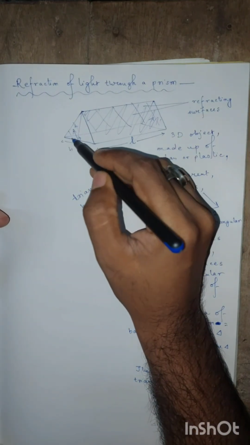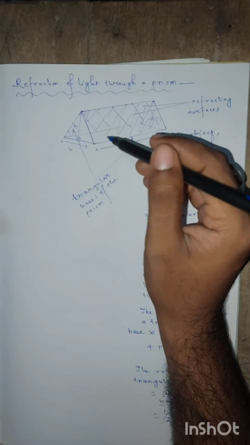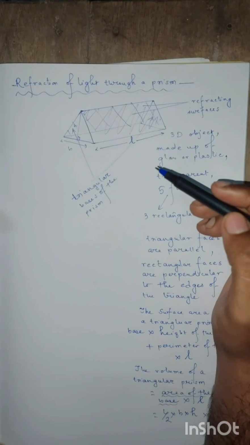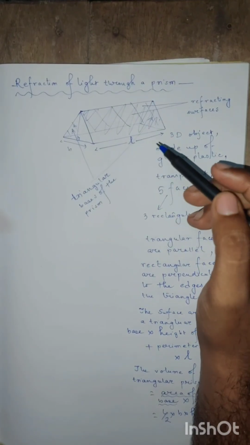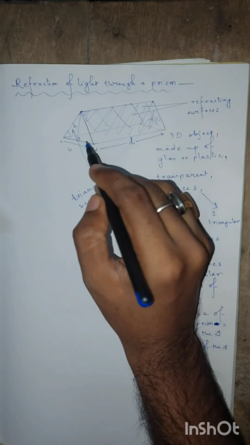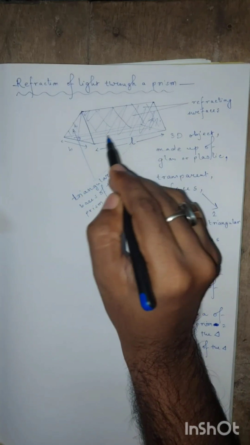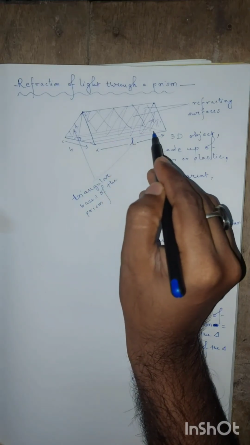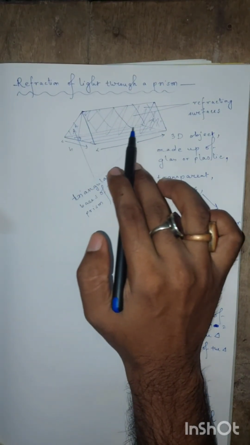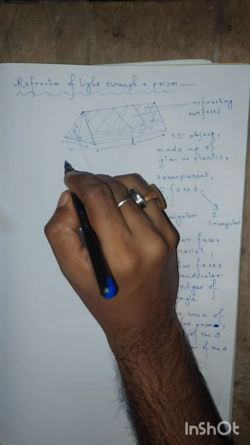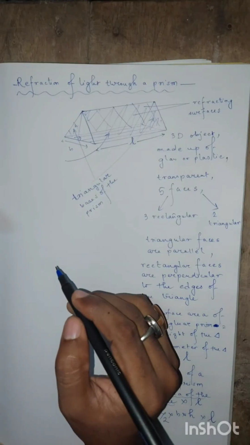And the fifth surface, this surface is also a rectangular surface. This surface is generally made rough.